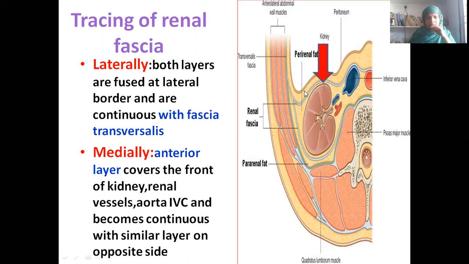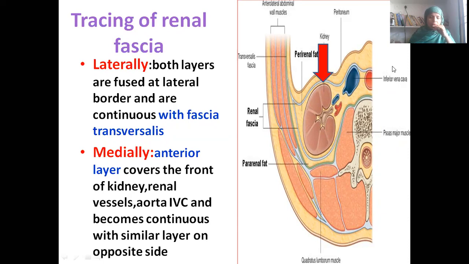Now you are tracing this anterior layer medially. Is it covering the great vessels? Yes, the inferior vena cava and the abdominal aorta. Similarly, you will have another kidney on that side. So the anterior layer of the renal fascia becomes continuous with the renal fascia of the opposite kidney. Only half of the picture is shown here. Medially the anterior layer is covering the renal vessels, inferior vena cava, and aorta, and it is becoming continuous with the similar layer of the other kidney; if it is the right kidney, the left kidney.